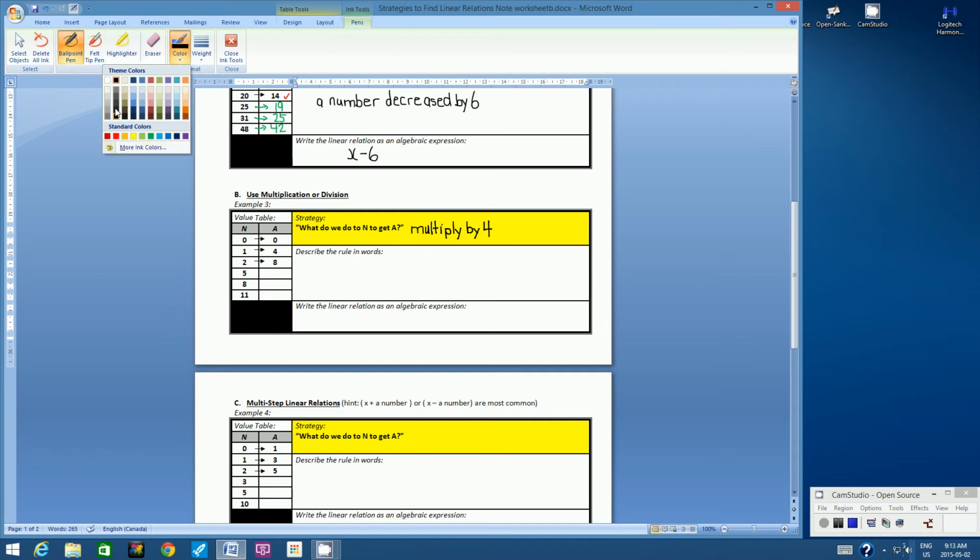So I'm going to change colors of pen here. We always got to check. All right, so if we have 0 and we multiply it by 4, do we get 0? Yes, because anything multiplied by 0 is 0. If we have an n value of 1 and we multiply it by 4, does it work? Yes, it does. If we have an n value of 2 and we multiply it by 4, does it work? Yes, it does. So again, it's very important that you check these three examples with your strategy because it has to work for the three examples. If one of them doesn't work, then this is not the right strategy.